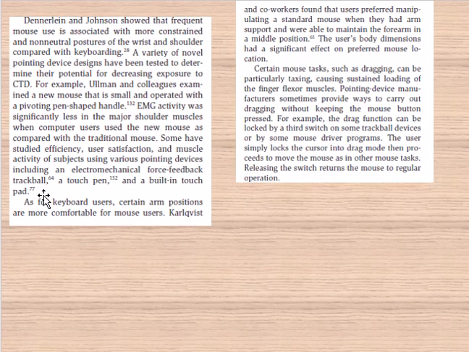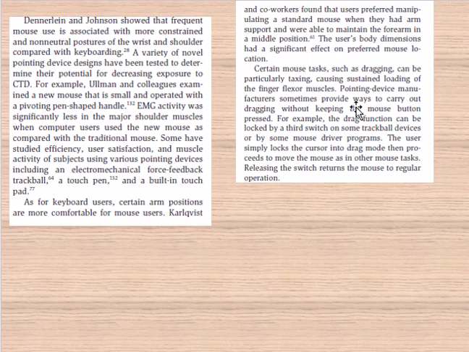Further, as with keyboard users, certain arm positions are more comfortable for most users. Calculist and co-workers found that users preferred to manipulate a standard mouse when they had an arm support and were able to maintain the forearm in a middle position. Basically, users' body dimensions had a significant effect on preferred mouse location. Certain mouse tasks such as dragging can be particularly taxing, causing sustained loading of the finger flexor muscles.